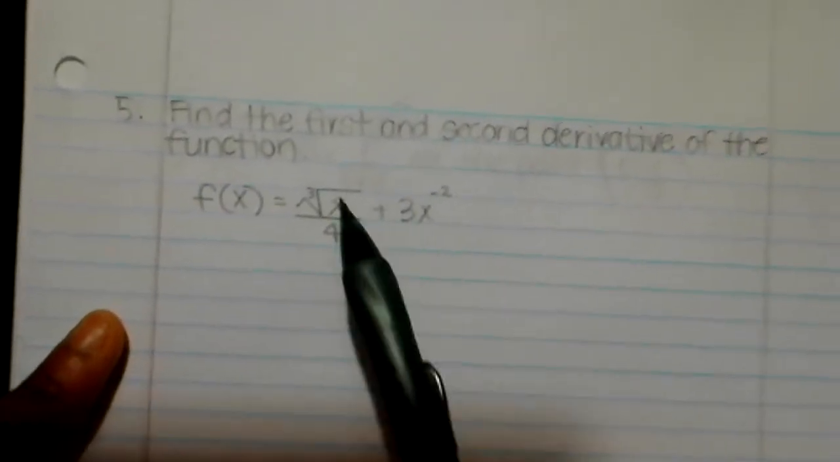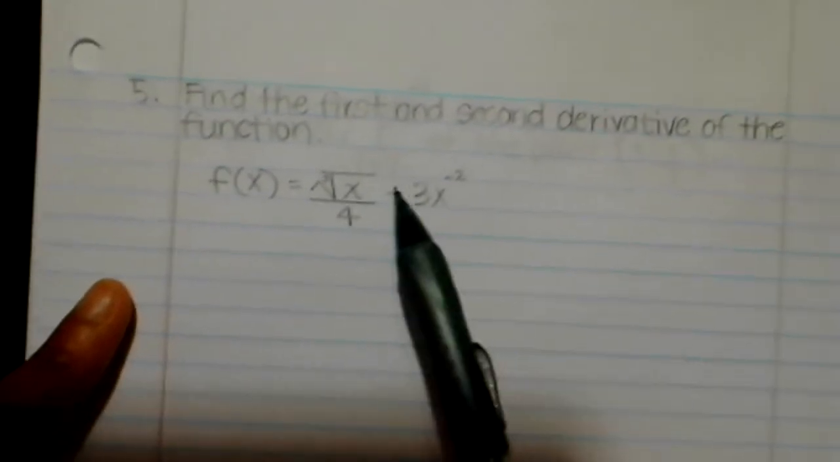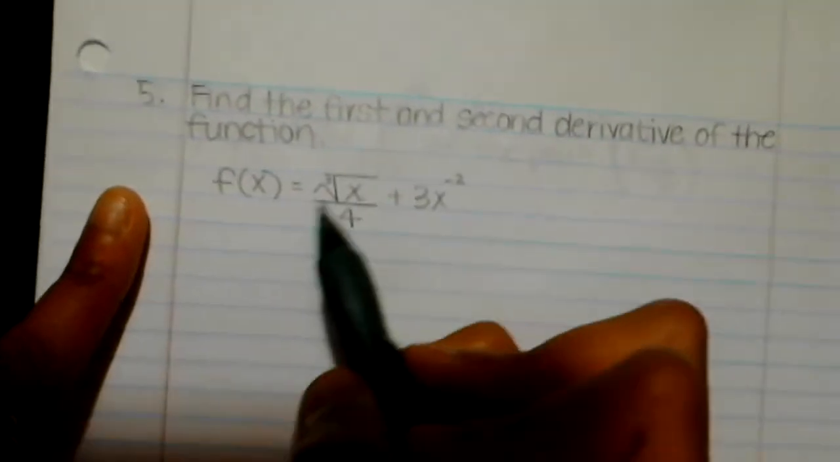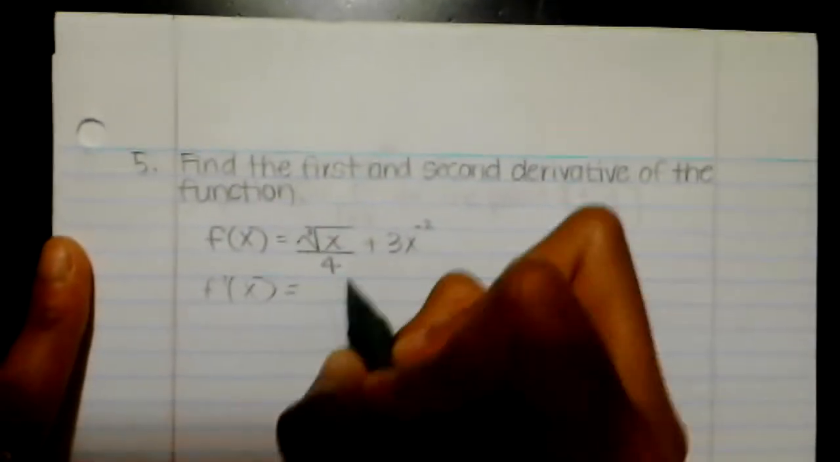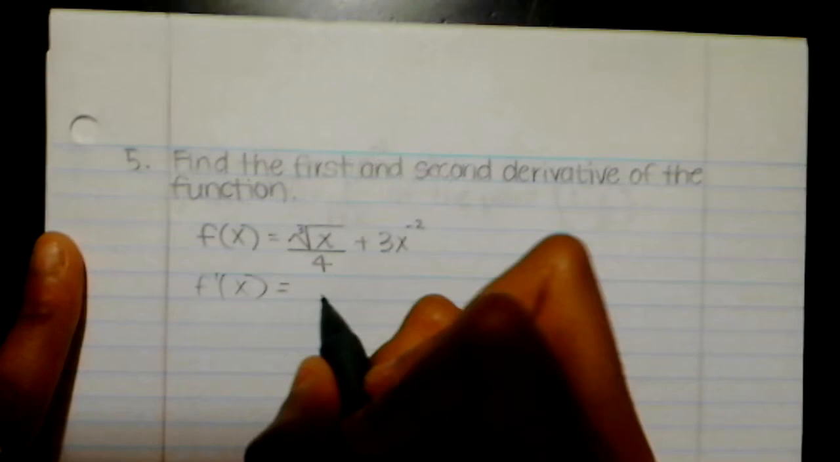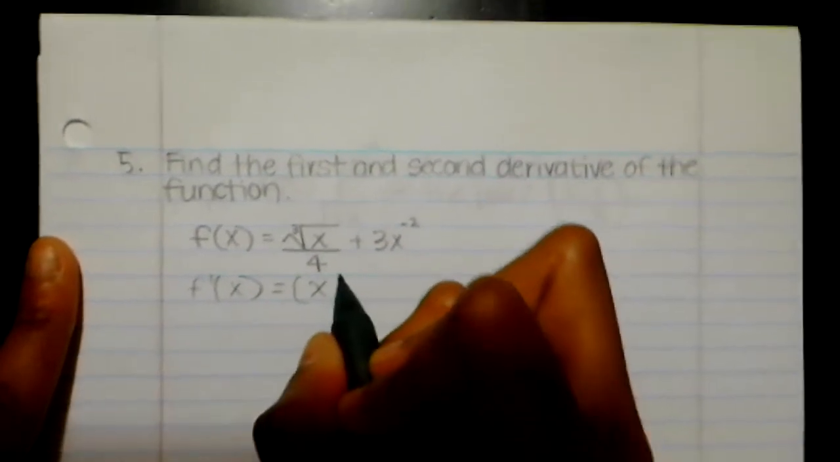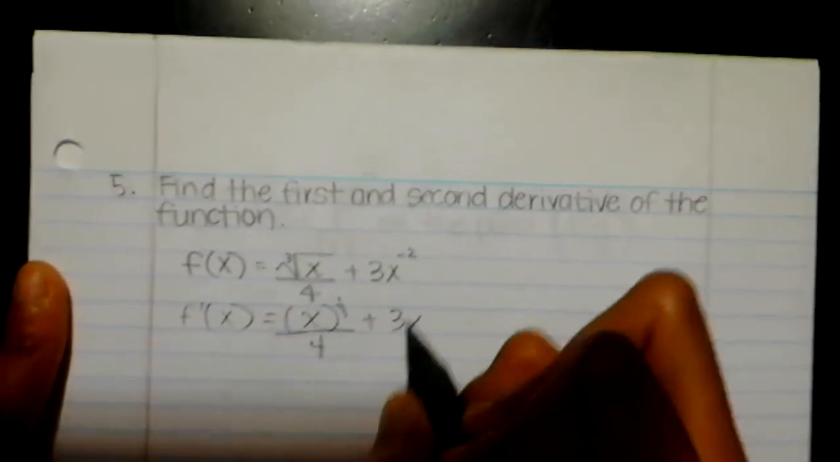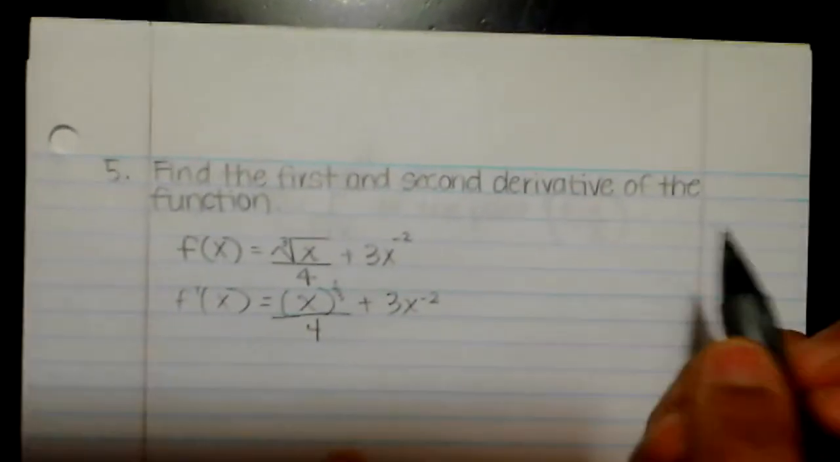Number 5 says find the first and the second derivative of the function. The equation is f of x equals the cube root of x over 4 plus 3x to the negative 2 squared. First, I'm going to find the derivative of this function, and then I'm going to do the derivative of it again. Okay, so f prime equals, I'm going to change this and put this in parentheses, so I will put x to the 1/3 over 4 plus 3x squared. I have not found the derivative yet.